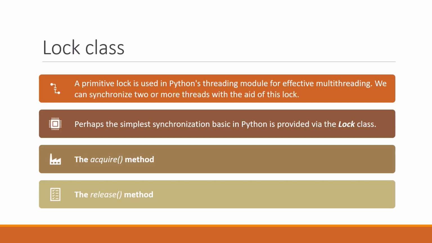Additionally, one of the threads always waiting to acquire the lock is permitted to hold it when this method is being called. Let us discuss the use of this acquire and release method with the help of an example. And for this, I will move back to my Jupyter notebook.